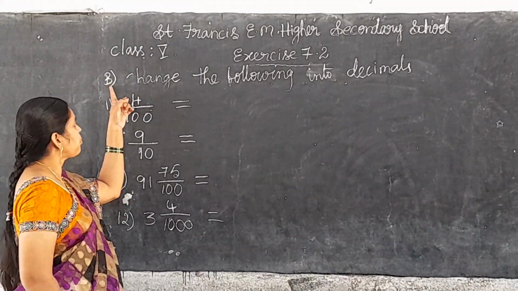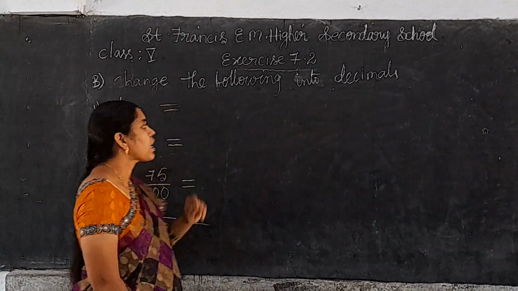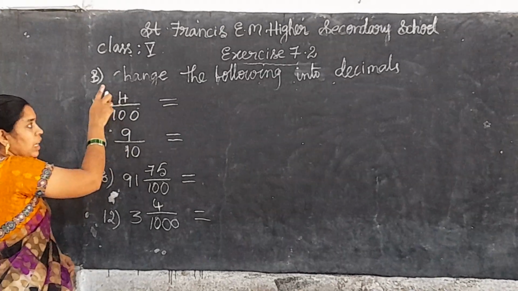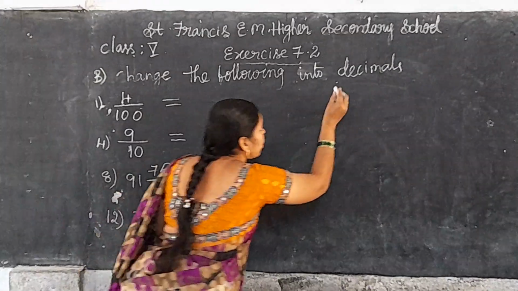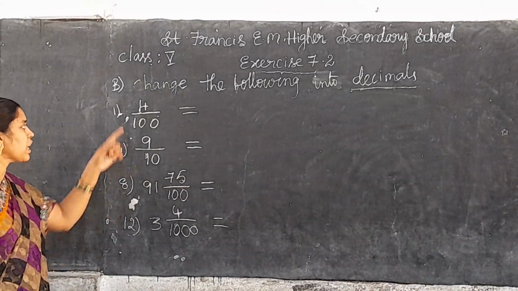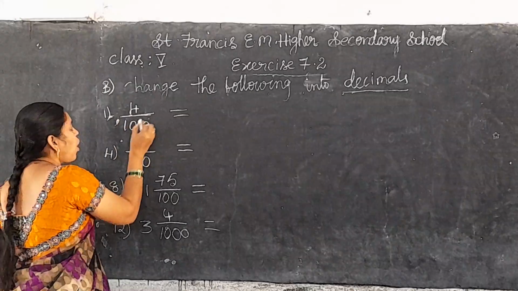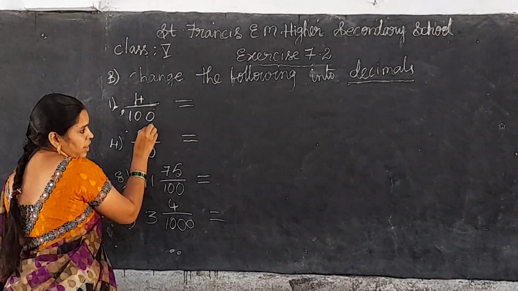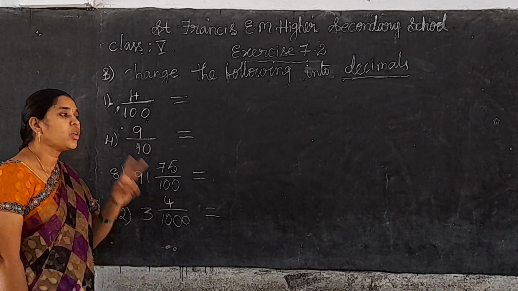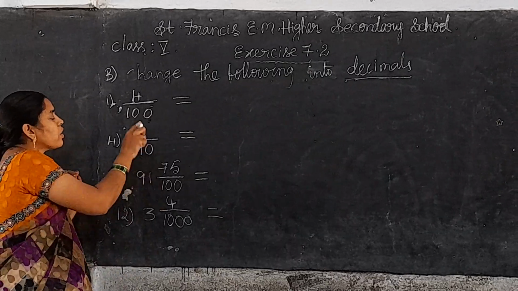See, B round. Change the following into decimals. That means a fraction is given that you have to change into decimals. That is the question. See here, 4/100. See in the denominator, how much is there? 2 zeros, 100. So point after how many numbers must it be? 2 digits. Point after 2 numbers. Okay. So see here.